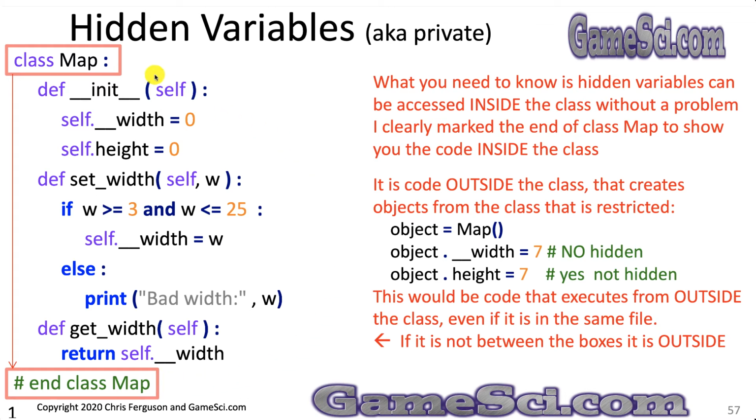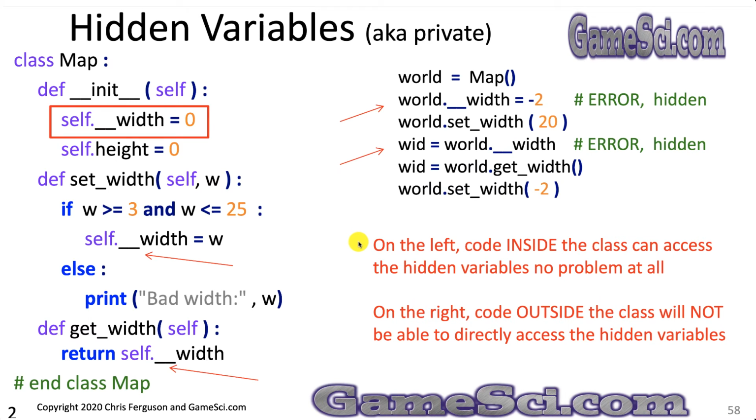If it's not between these two red boxes, you are outside the class. This code is not between those boxes. It has no access to the hidden variables. On the left side, the code inside the class can access the hidden variables no problem at all. You see here on the left, this is the code inside the class. We created the hidden variable __width, and inside the class, we're using the variable __width. Inside the class, the indented code below class map, we can use the hidden variables. In other words, it's not hidden from us, it's our variable.